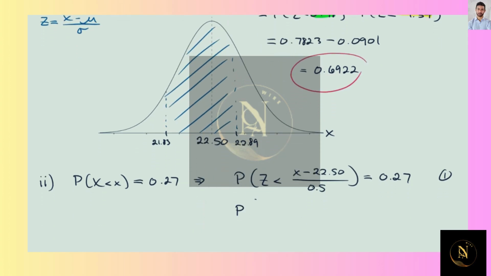You can also go to the standard normal table and see what z-score corresponds to a cumulative probability of 0.27. So in the table, we look for the cell that has 0.27 in it. It's closest to the cell, so to 2 decimal places, the z-score is minus 0.61.